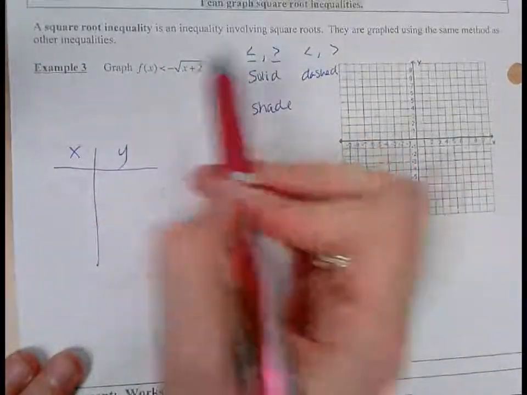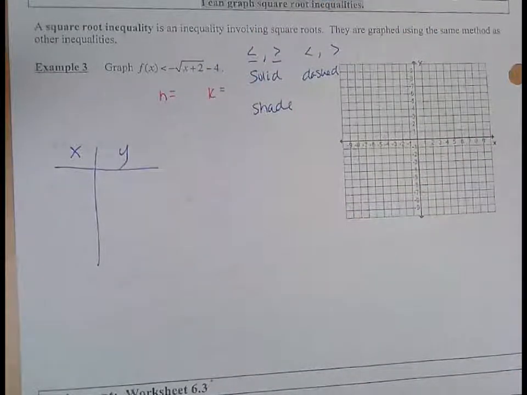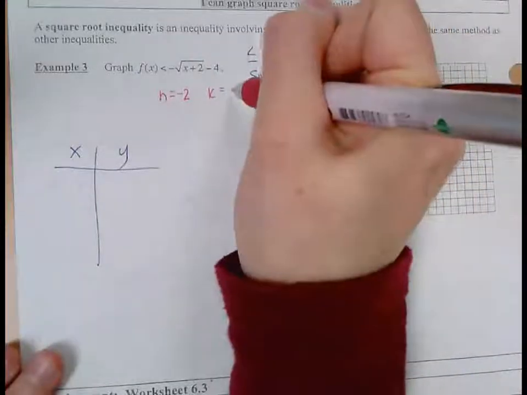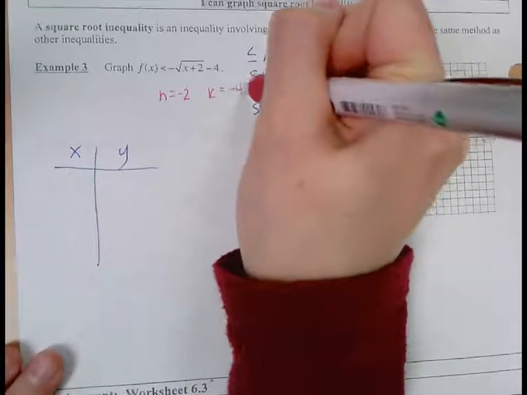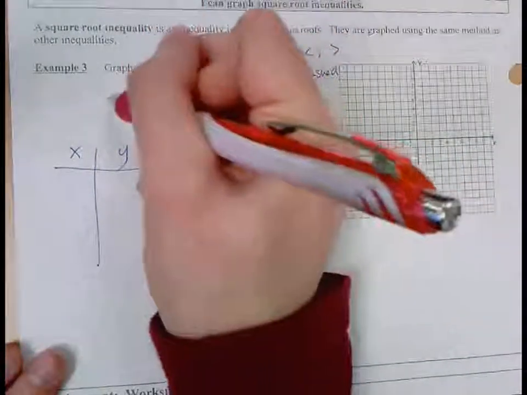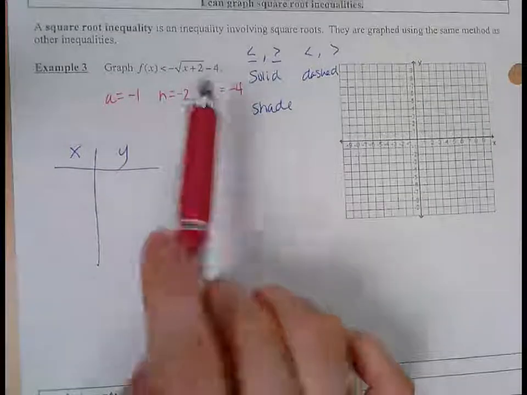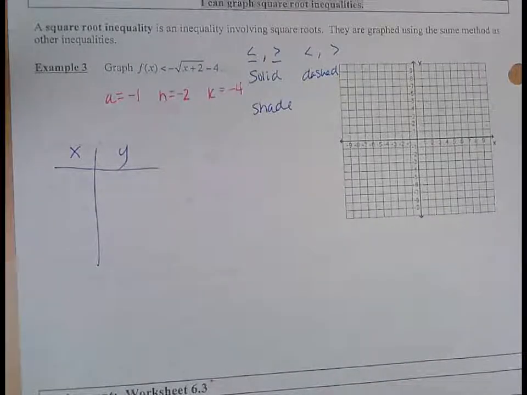And for this square root inequality, what is our h value? -2, yes. And then k? -4. And then there is a negative in front of the square root symbol, so a is -1. So that means this one is going to be starting and then curving down. That's what you should see happen. So in the formula, it's x minus h, so h is the opposite symbol that it appears to be. Because if it's x plus 2, it's really x minus -2.